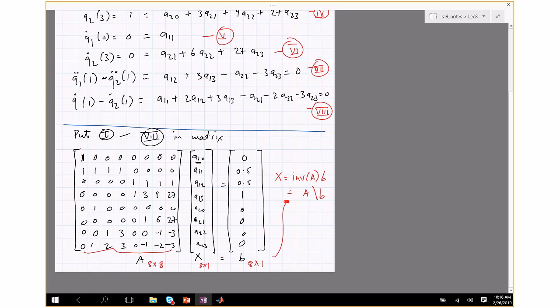So when you say A backward slash B, that is equivalent to inverse A times B. But the way MATLAB does it, it doesn't really do, if you know there's something called Cramer's rule, it doesn't do it that way. It has a different way of figuring out the inverse. Anyway, so once you put this in MATLAB, you solve for X. What is X? X's are the A's.